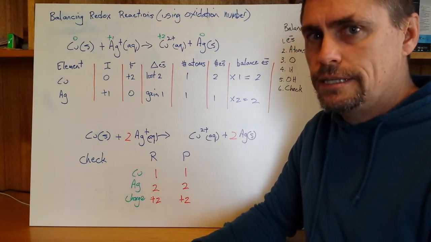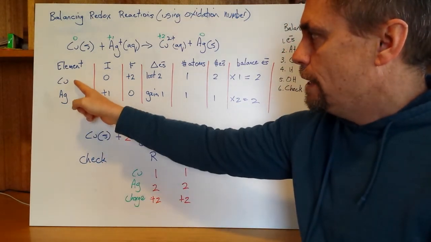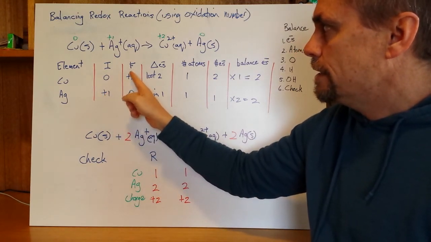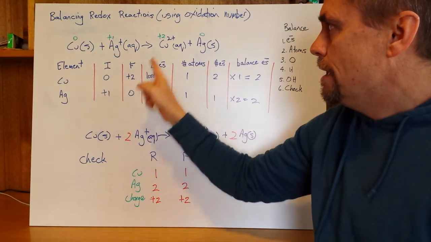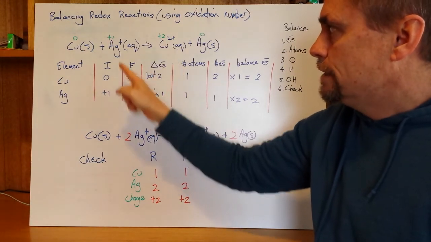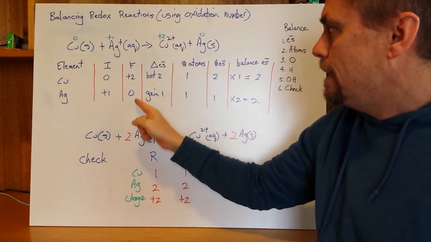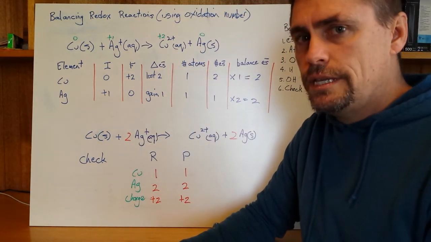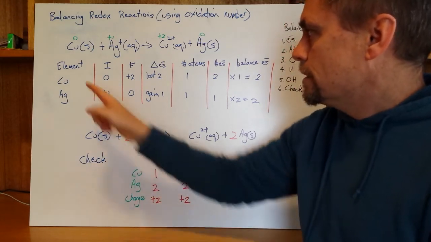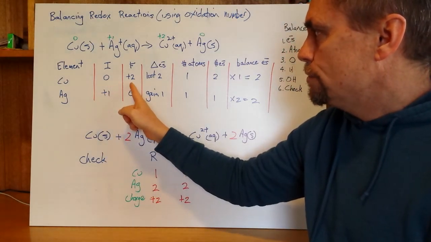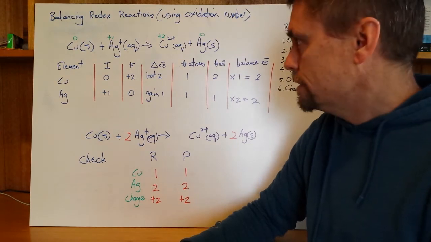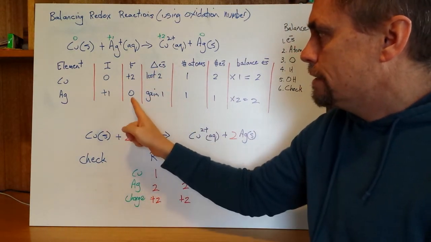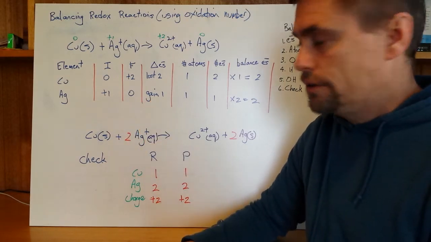Now we can represent this in a table. So we put down our two elements. We have their initial oxidation state and their final oxidation state. So our copper starts at 0 and ends in +2. Our silver starts at +1 and ends in 0. So we write that down as well. We then look at the transfer of electrons. So our copper going from 0 to +2 has lost 2 electrons, change in the number of electrons. Our silver has gone from +1 to 0, so it's gained 1 electron.